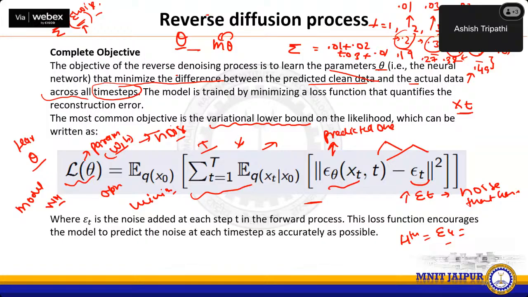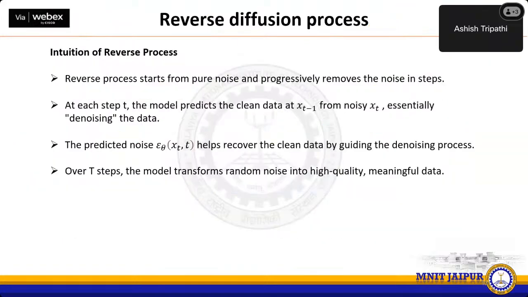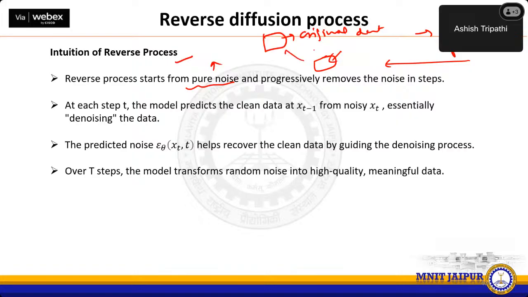Okay. What is the intuition of the reverse process? We have already discussed it. Start from the pure noise. The forward process starts with the original data and converts the data to pure noise. And what does the reverse process do? It starts from the pure noise and comes back to data which is near to the original data. At each step, the model predicts the clean data, that is x of t minus 1, from noisy data, that is x of t, essentially denoising the data.